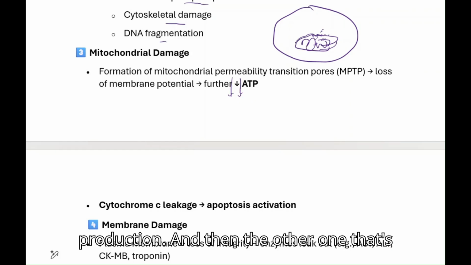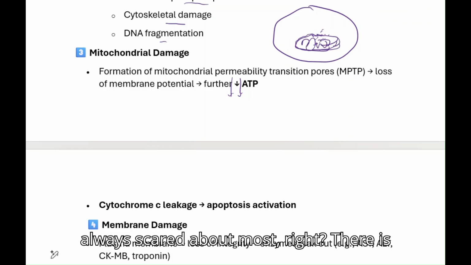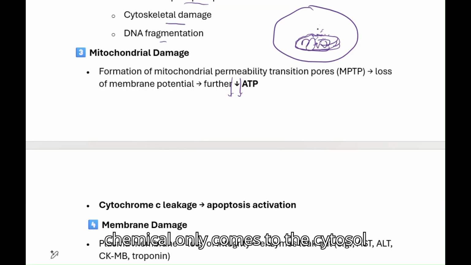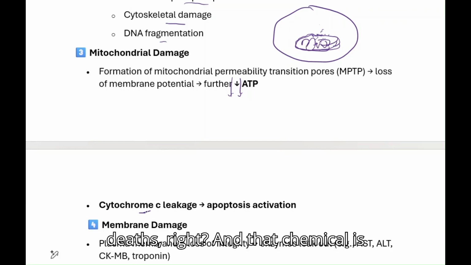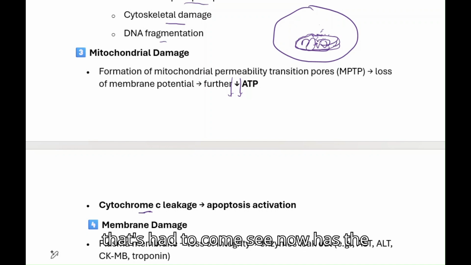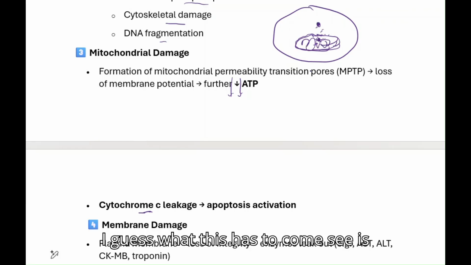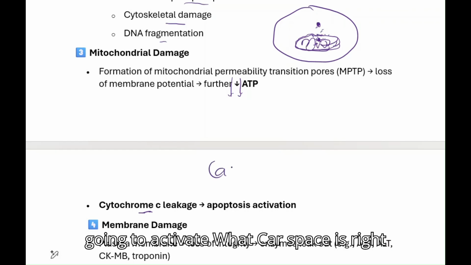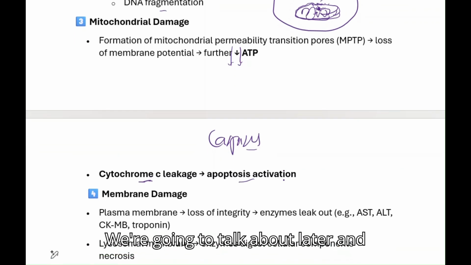And then the other one that's going to happen that I'm always scared about most, right? There is a chemical inside the mitochondria. That chemical only comes to the cytosol whenever it wants to cause cellular death, whenever it wants to trigger cell death, right? And that chemical is called cytochrome C. But guess what? Now that the membrane of the mitochondria is permeable, that cytochrome C now has the opportunity to come into the cytosol. And guess what? This cytochrome C is going to activate what? Caspases, right? And that will lead to what? Apoptosis, which we're going to talk about later.